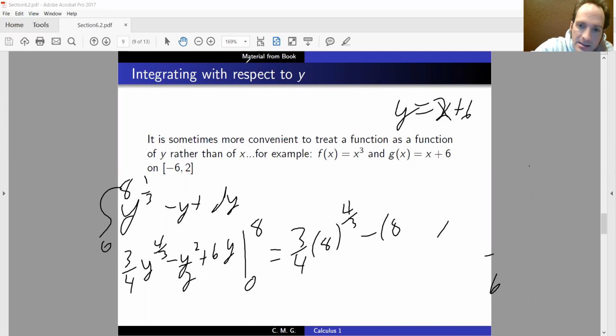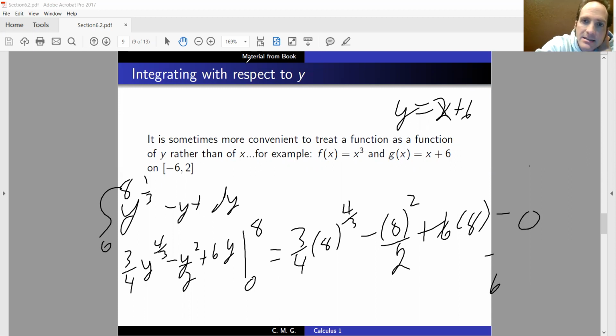Minus 8 squared over 2 plus 6 times 8. And then I subtract off plugging in 0. But 0 plugged into each of these terms is just 0. So the whole thing is just going to be minus 0. So I'm sort of done with this at the 8. 8 to the 4/3 is the cube root of 8 to the 4th, which is 2 to the 4th, which is 16.